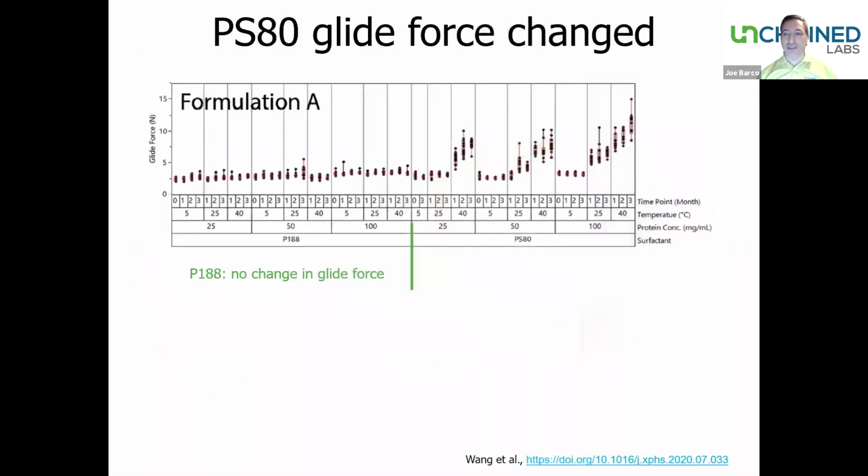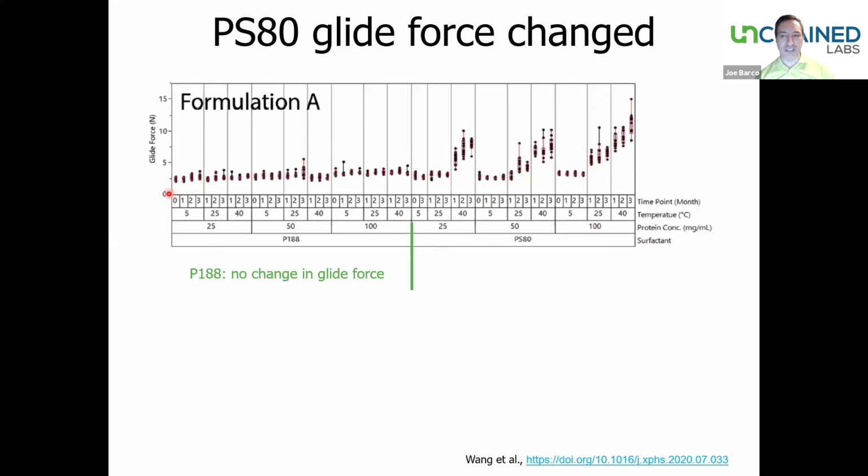So I'm not going to cover all the data in this because there's a lot of permutations here. I encourage you to read the paper. It's very, very good. But from a summary standpoint, let's focus on one thing, which is this formulation A. And let's start with the left-hand side of this graph, which is the P188. So if I'm looking at P188 at any of these time points, at any temperature stored, and at any concentration, I have a pretty consistent glide force.